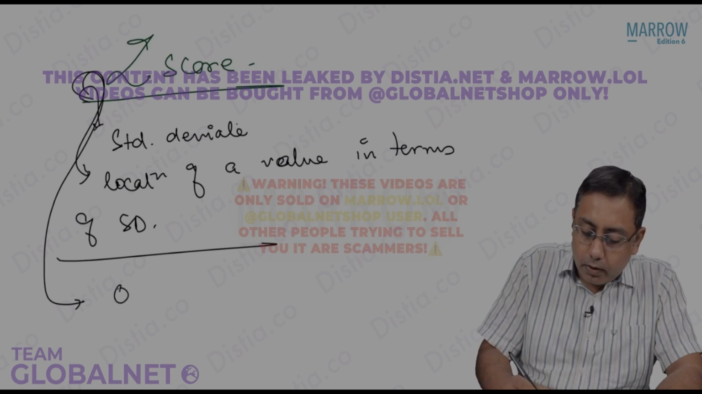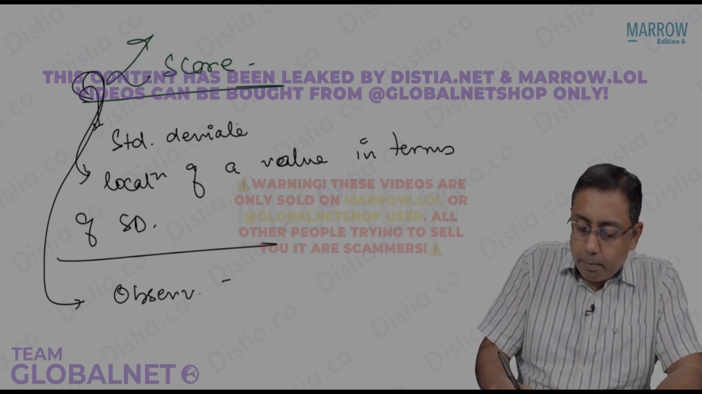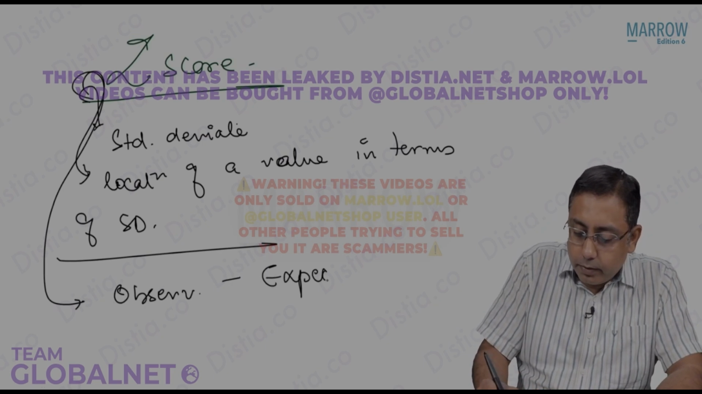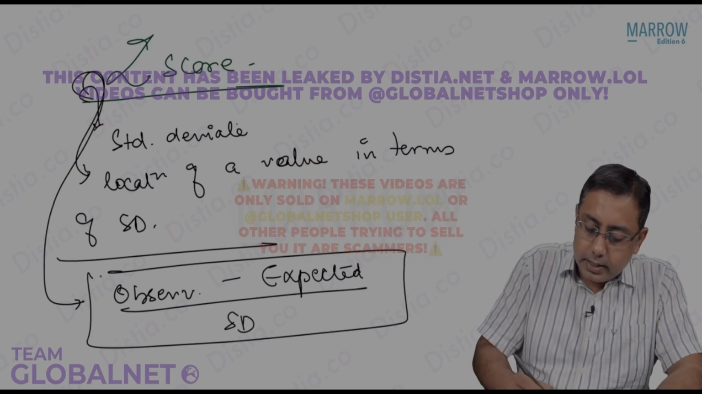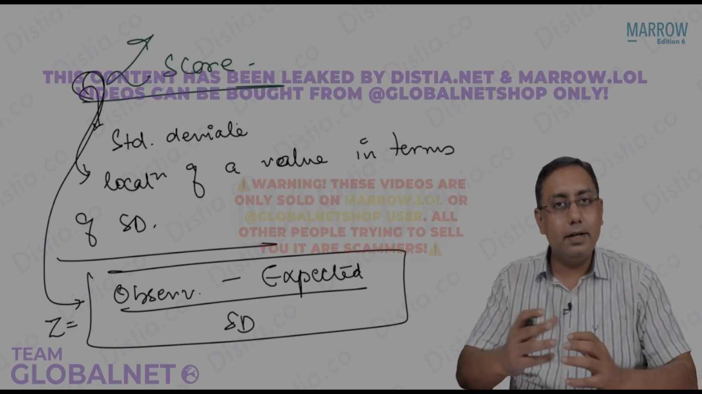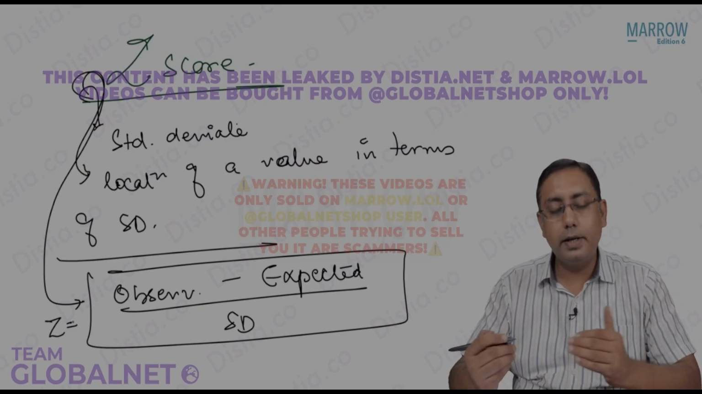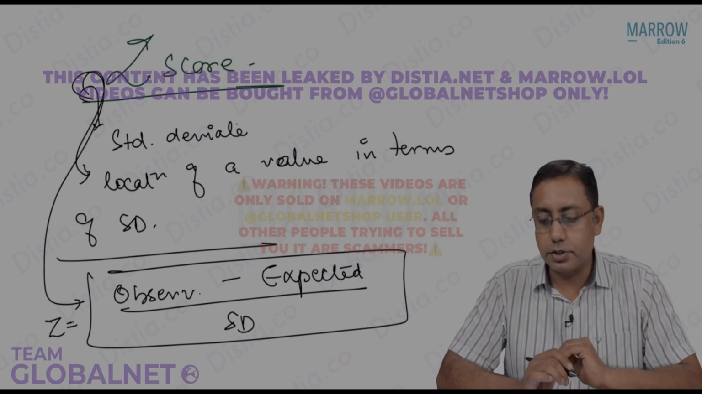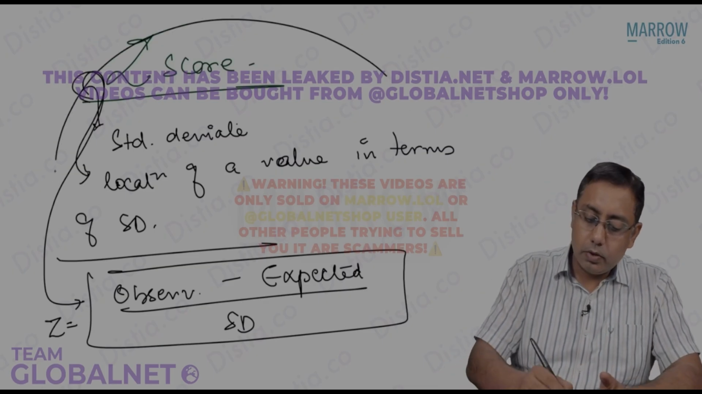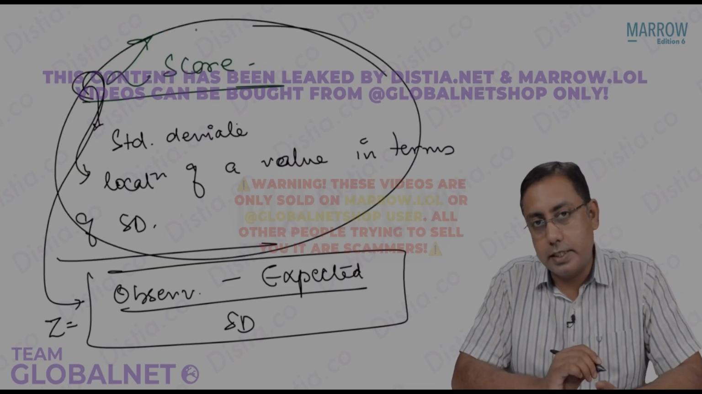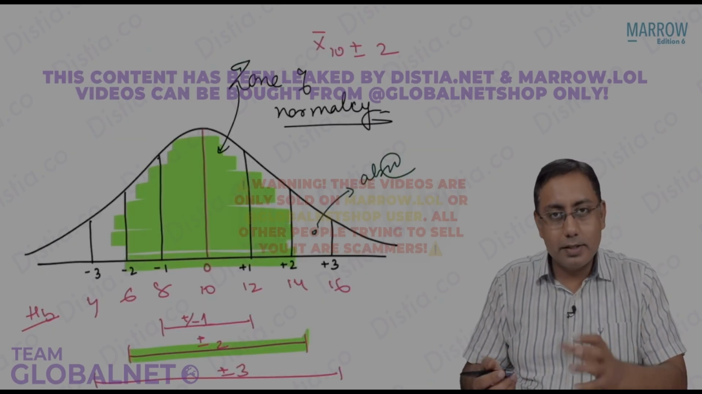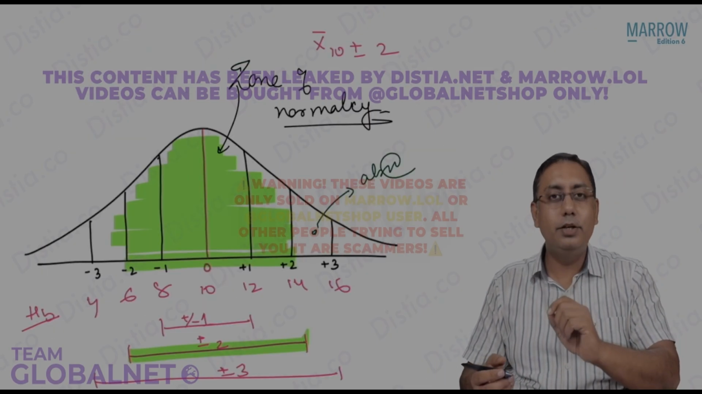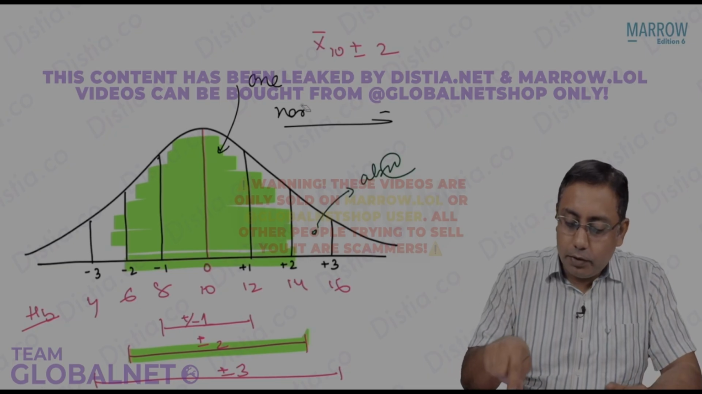It is calculated by the formula observed value minus the expected value divided by the standard deviation. Z value or the standard deviate is calculated by observed minus expected divided by standard deviation. So Z-score tells you the location of a value in terms of SD. So now let us go back to our MCQ and to our same normal distribution curve and let us see the utility of this Z-score.